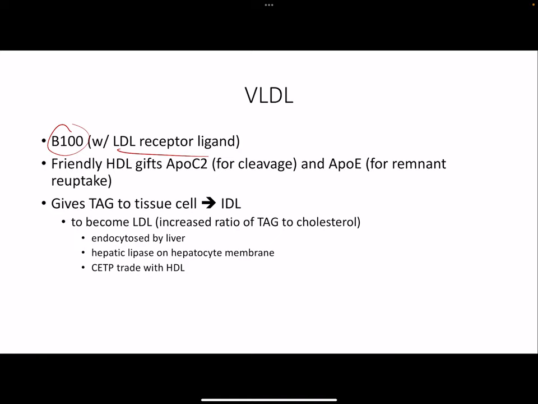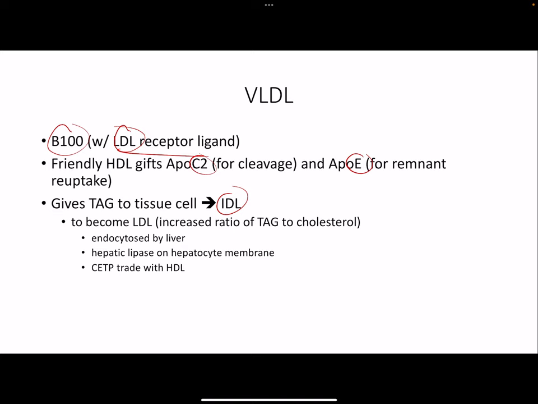Some of the VLDLs actually might be taken up. But I think we should think of it as VLDL becomes IDL becomes LDL, and the LDL is the one that needs this LDL receptor ligand, literally named for the thing that needs an LDL receptor. Again, we're getting nice gifts, the C2 and the E from the HDL. C2, because we have a lot of triglycerides, let's cleave them. APOE, because IDL often goes to the liver, it's reabsorbed, so the E exiting to the liver, we need that.